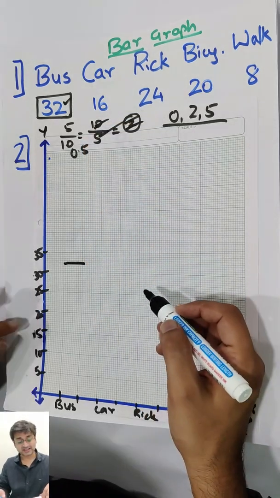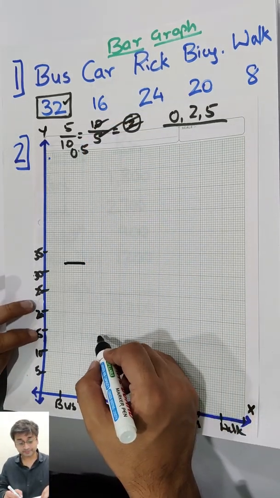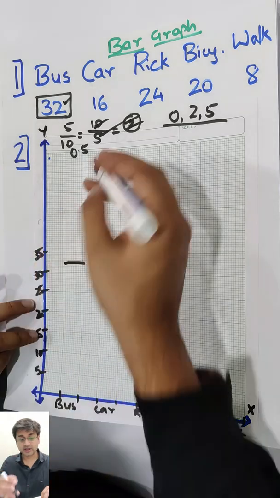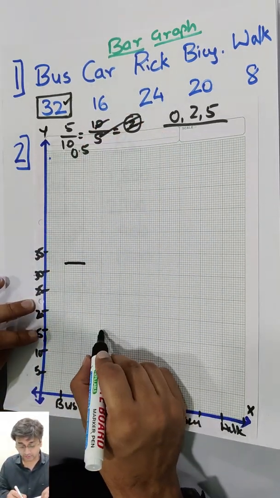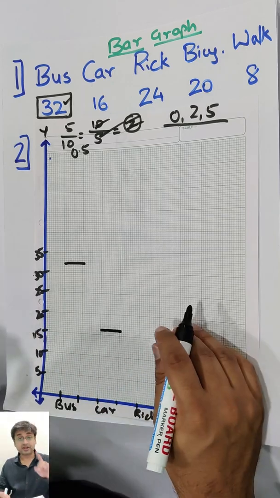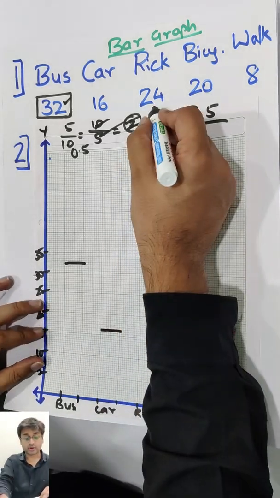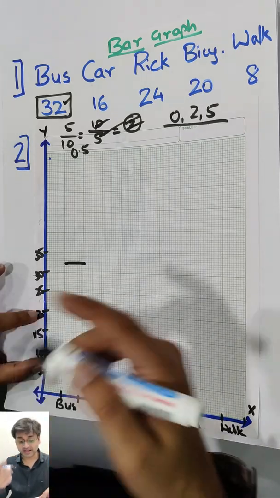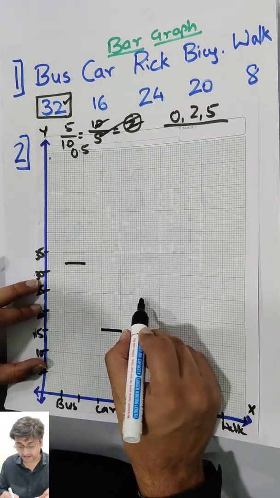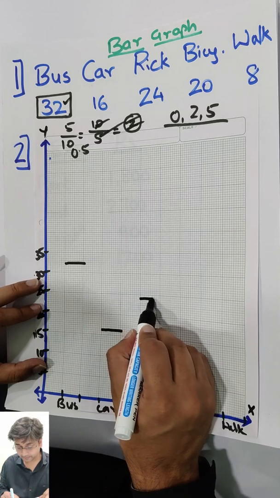The next one is 16. So I'll go to 15. And every 2 lines is 1. So 15 and 16, the difference is 1. So for 1, I am going to draw 2 lines. Every 2 lines is 1. Remember, 24. So 20 and 4. So 8 lines I'll have to take. So I'll take 8 lines and draw a bar for rickshaw.